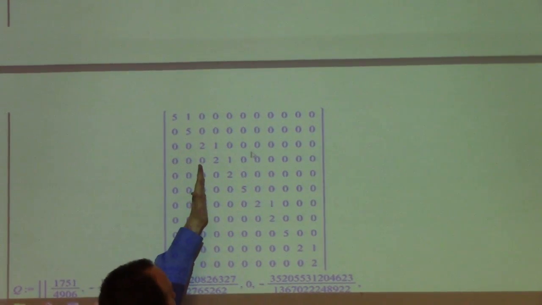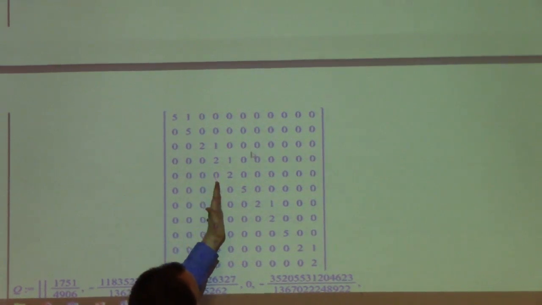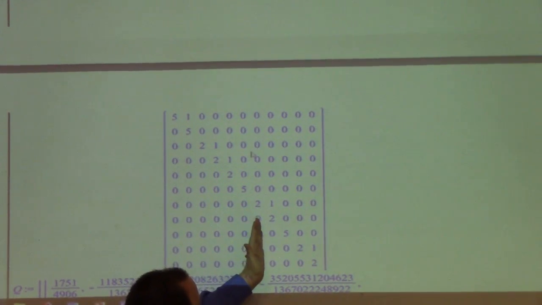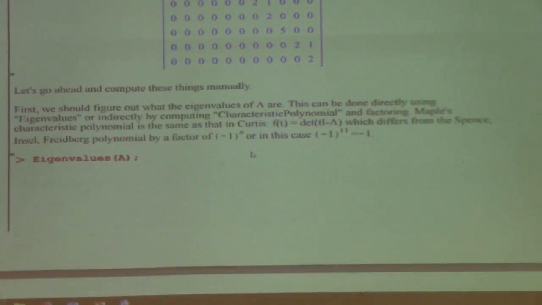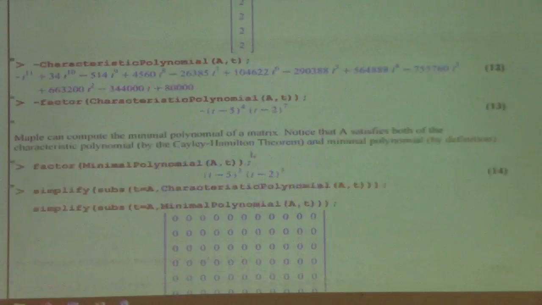how many eigenvectors are there with eigenvalue 2? 1, 2, 3. So that means we're 4 eigenvectors short of an eigenbasis when we think about the eigenvalue 2. We have to go looking for generalized eigenvectors to fill out the basis to find the Jordan form.